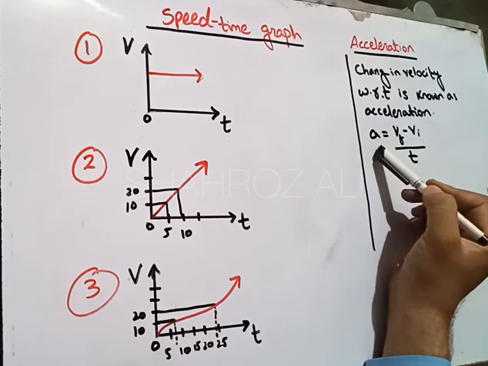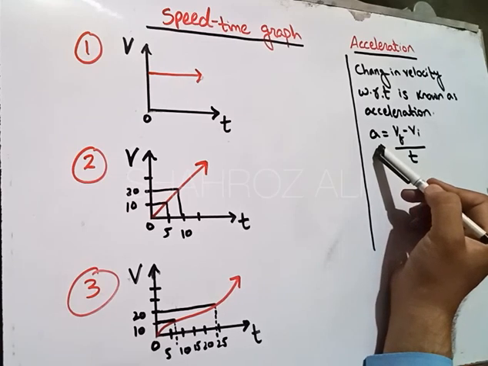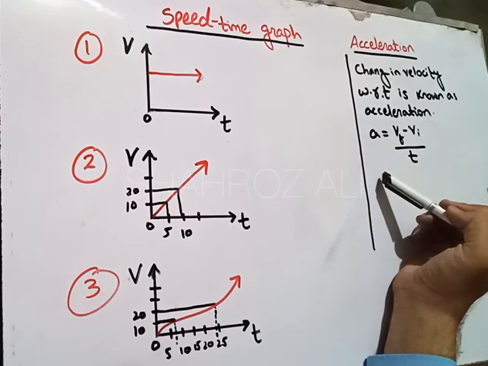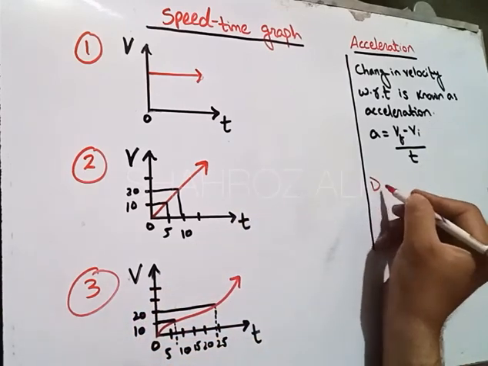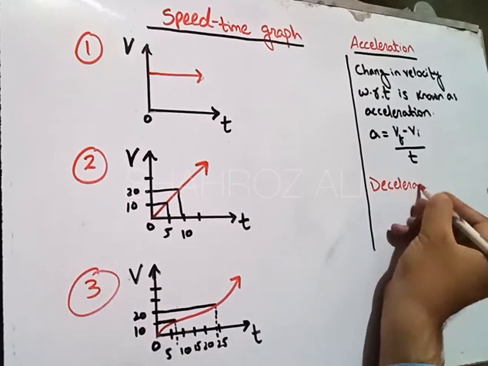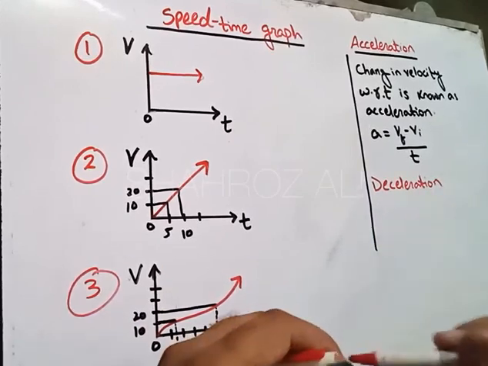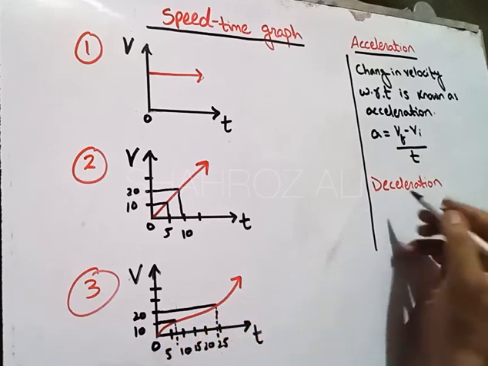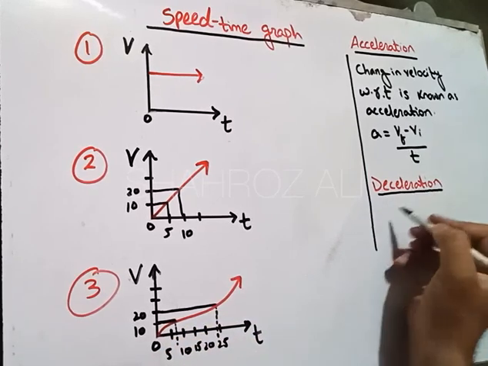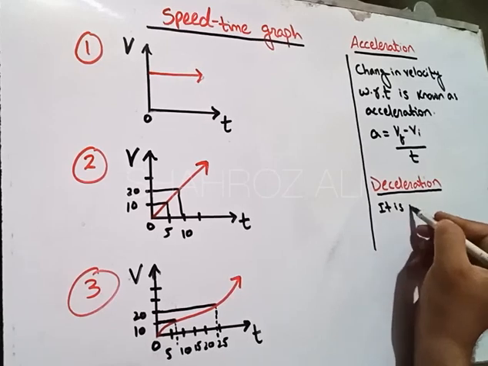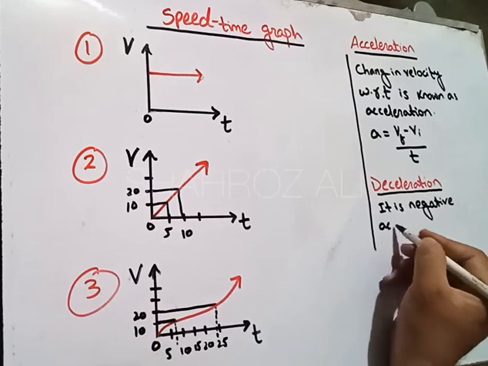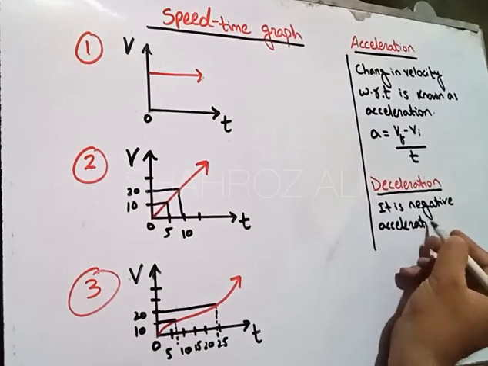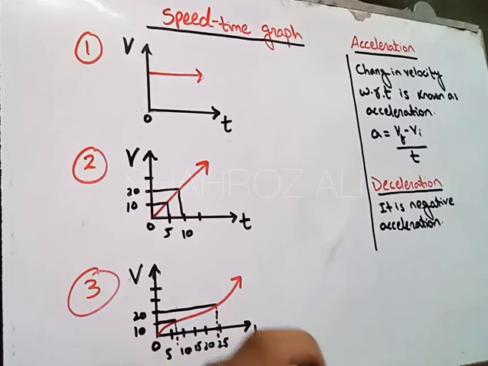Now let me discuss, if acceleration is decreasing, then you will simply call it deceleration. What is deceleration? The term is deceleration, known as negative acceleration. You will simply write it as negative acceleration. That is to say, if the velocity is decreasing.